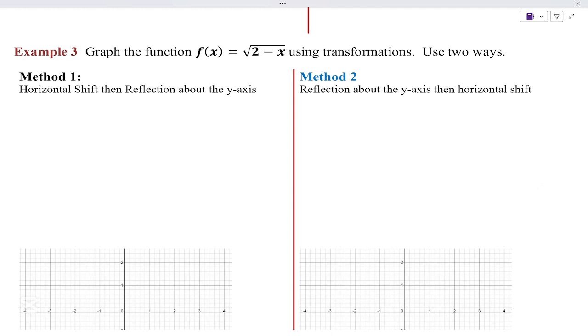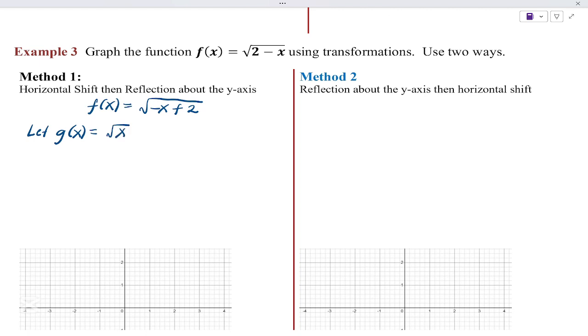For the last example in graphing transformations, let us graph the function square root of 2 minus x using transformations. We will use two ways. The first way, or method 1, is we will start with the horizontal shift, then reflection about the y-axis. Let us start by rewriting the function as square root of negative x plus 2. Then we will define the basic function. Let g of x equal square root of x.